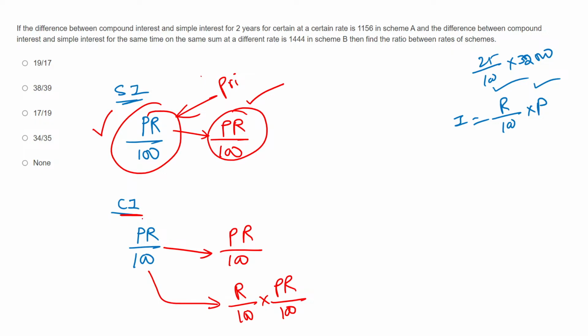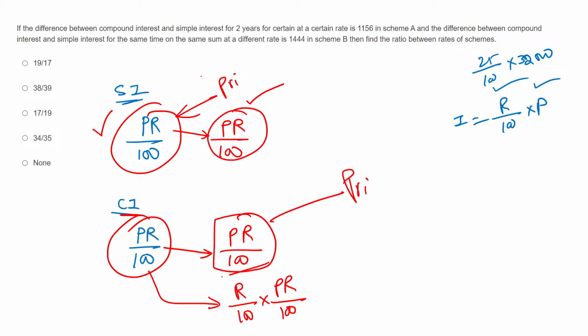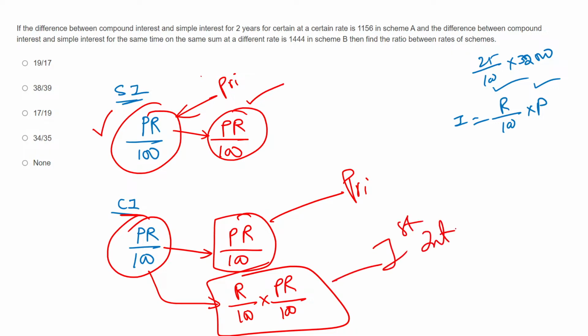But in CI, the first year interest is going to be just PR by 100. But from second year onwards, you have to pay interest on your original principal as well as interest on your first year interest. So if you observe here very carefully, if you take the difference between CI and SI for 2 years, you can cancel PR by 100, PR by 100, PR by 100, PR by 100. So the only extra term is this one.